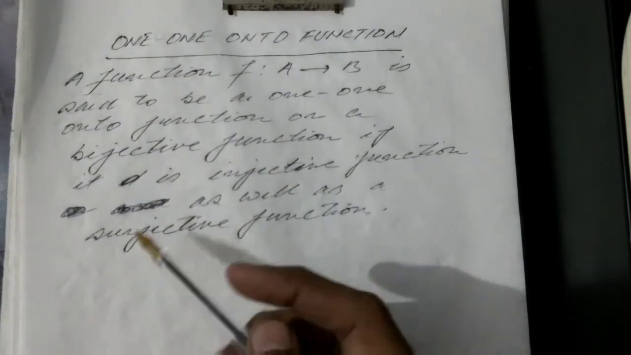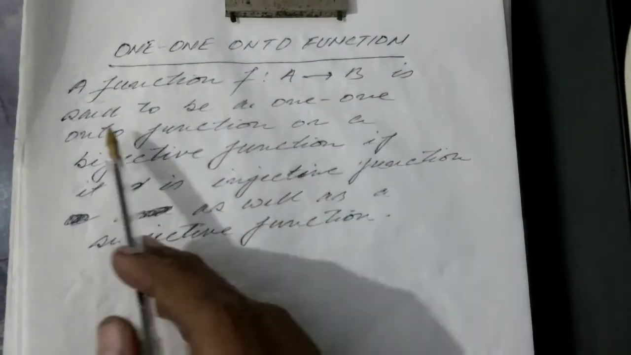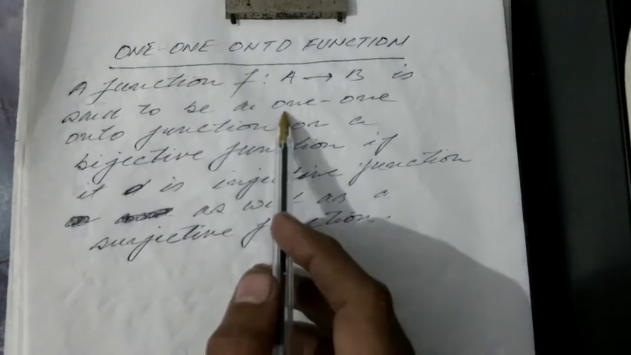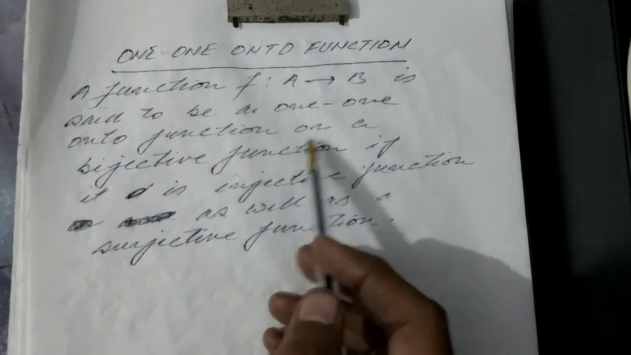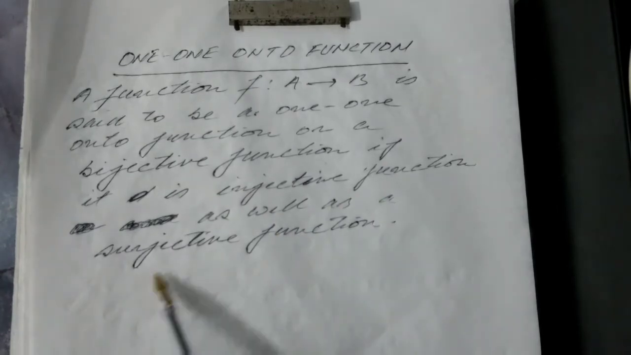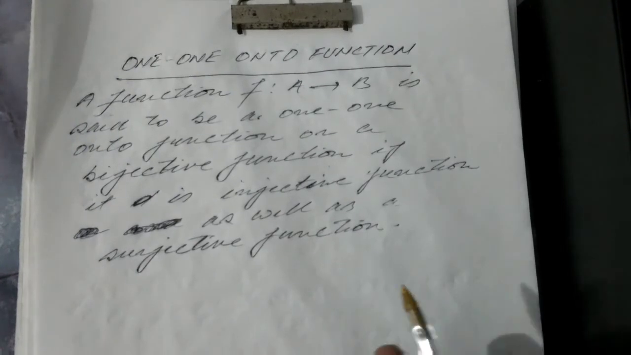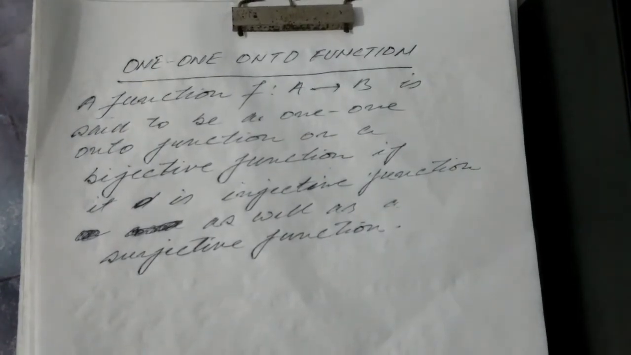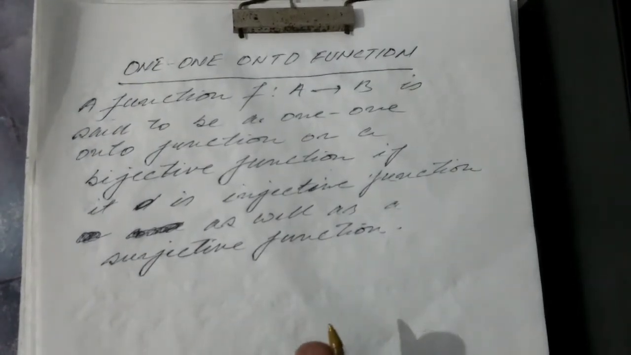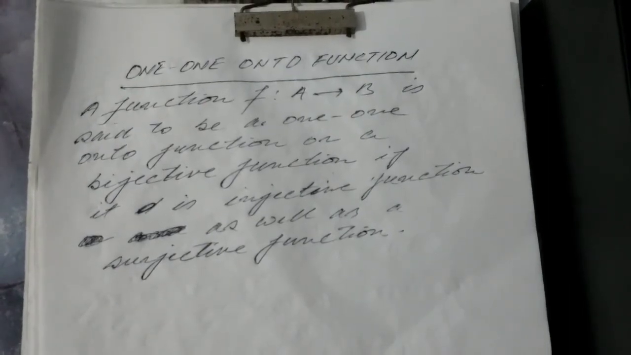So now finally, one-one onto function. A function f from A to B is said to be a one-one onto function or a bijective function if it is injective function as well as surjective function. So a function which satisfies both the criteria of one-one function and onto function is said to be a bijective function.